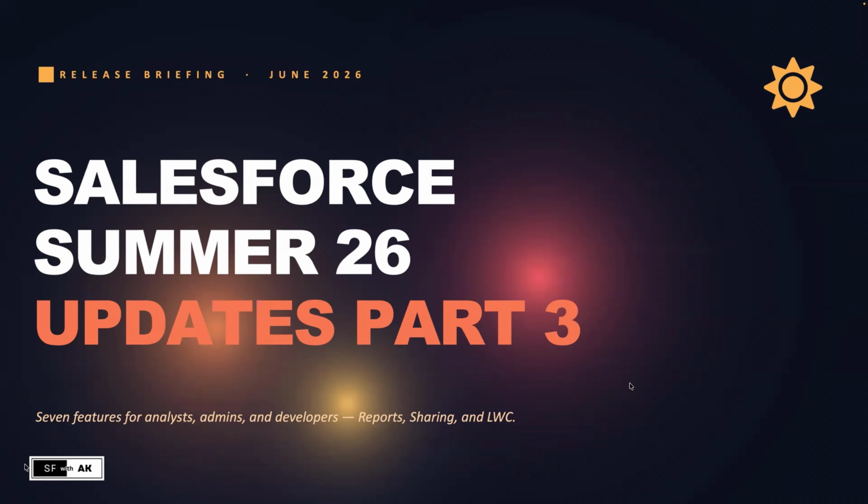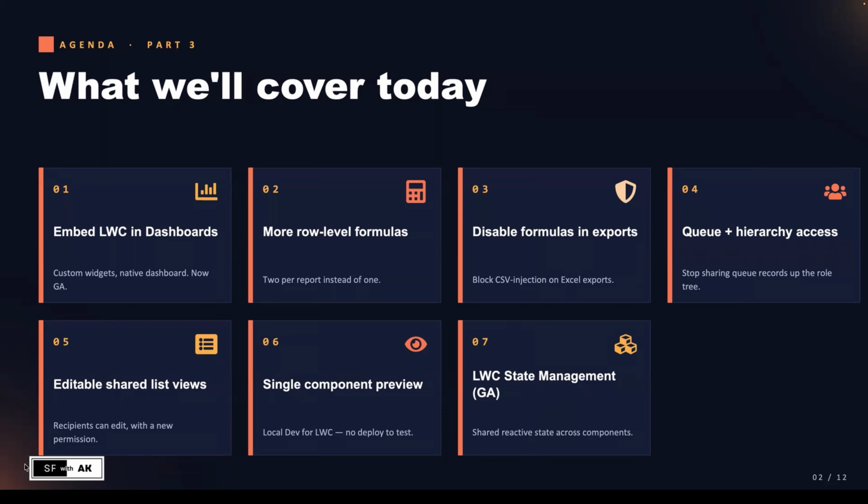Let's get into it. Quick agenda for today. We are going to discuss 7 features in 3 buckets. First bucket, reports and dashboards. We have 3 updates there. We can embed Lightning Web Components on dashboard. This is now GA. You can now have 2 row-level formulas in a report instead of 1. And there's a new security setting that disables formulas in Excel exports. A small change, but big impact on anyone who handles user supplied data.